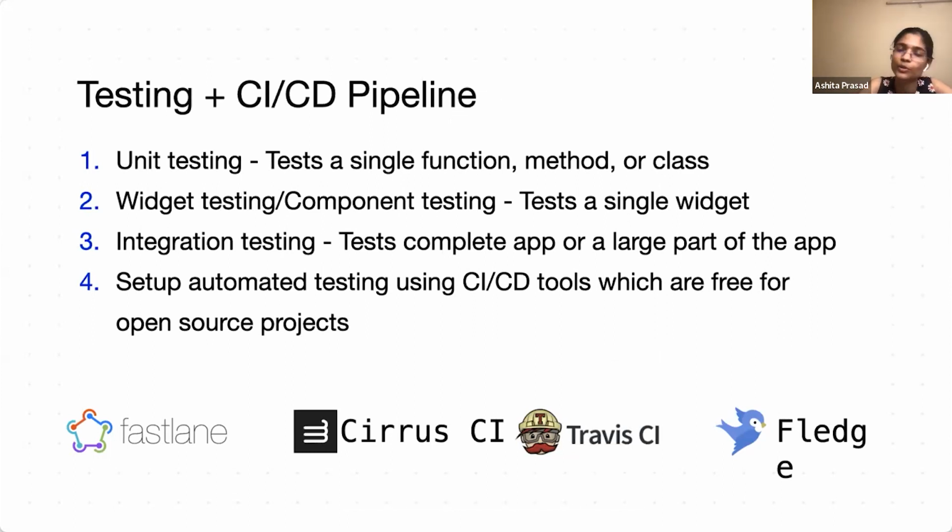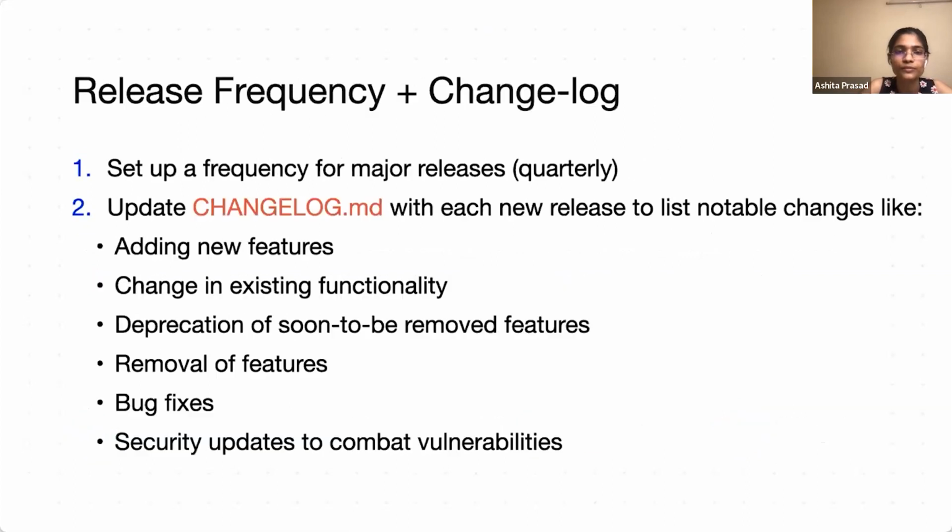And always set up your automated testing using CI/CD tools. Usually CI/CD tools are free for open source projects. Some of the most popular ones are listed here: Fastlane, Cirrus CI, Travis CI, Fledge. Travis CI is the one that is used by the most number of open source developers.